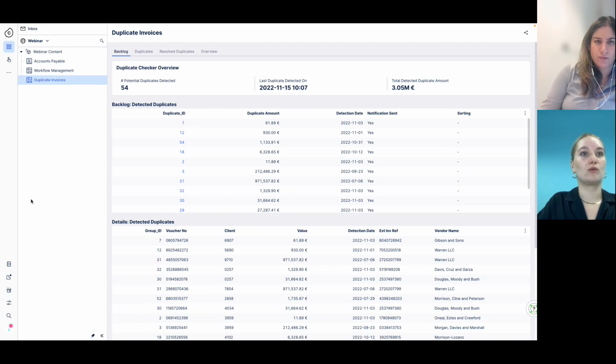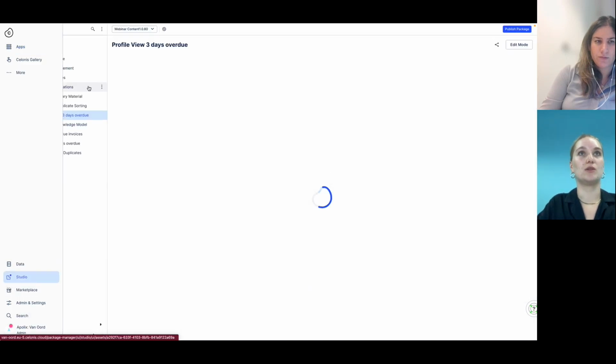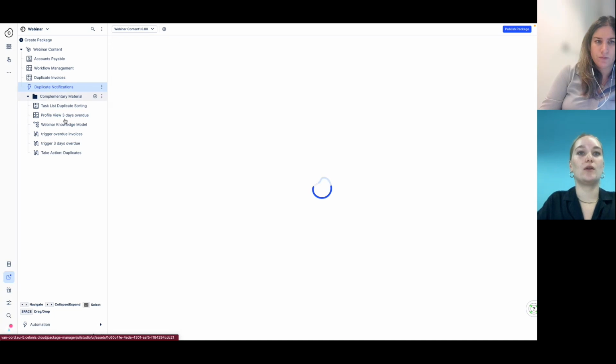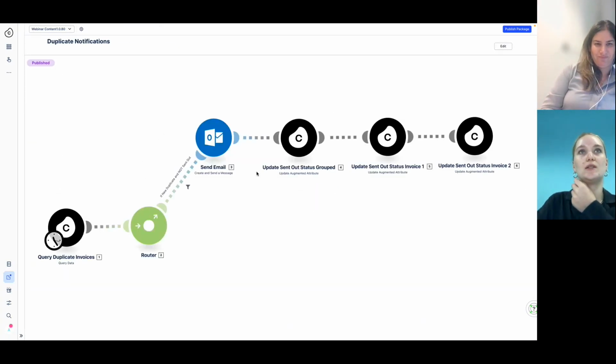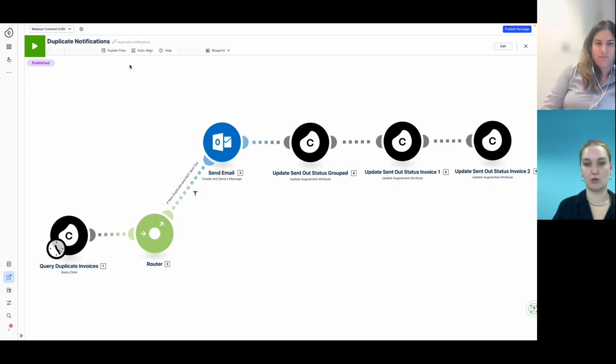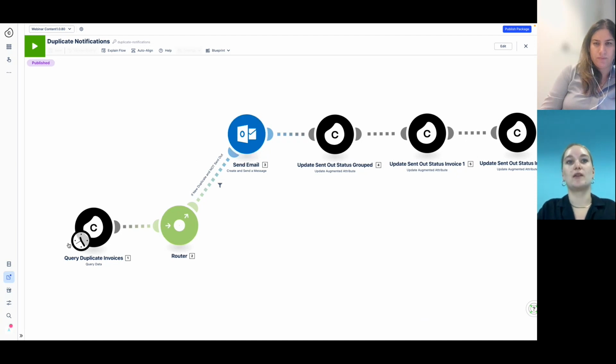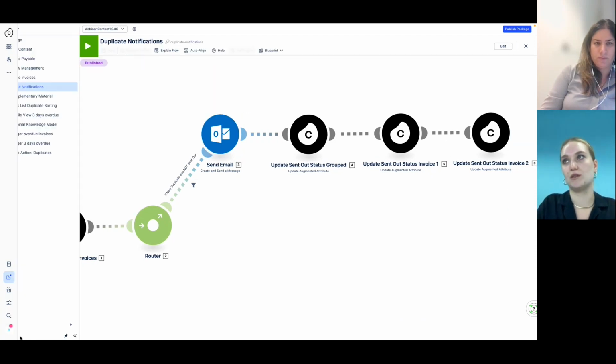So what happens when a duplicate invoice is detected? When a duplicate invoice is detected, a notification is sent to the accounts payable team first. So I can explain this here. One is found, and if that duplicate is new and has not been sent out yet by email, an email is sent to the accounts payable team to say, okay, this new duplicate was found with this amount, please take action. So this is the first step of our duplicate checker. It is notifying the AP team once a duplicate is found.